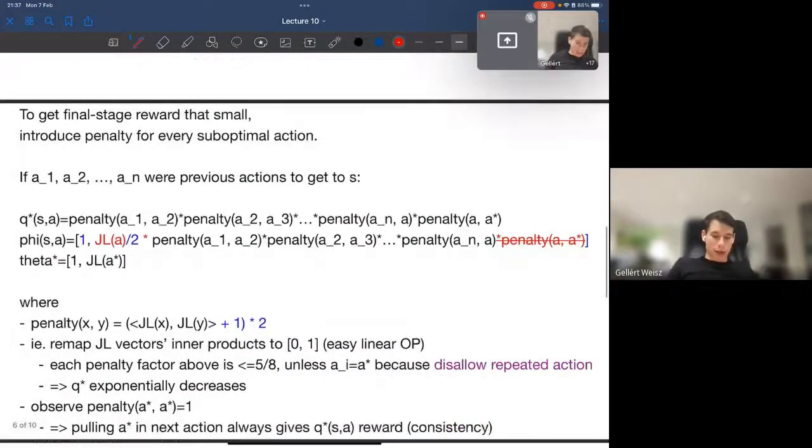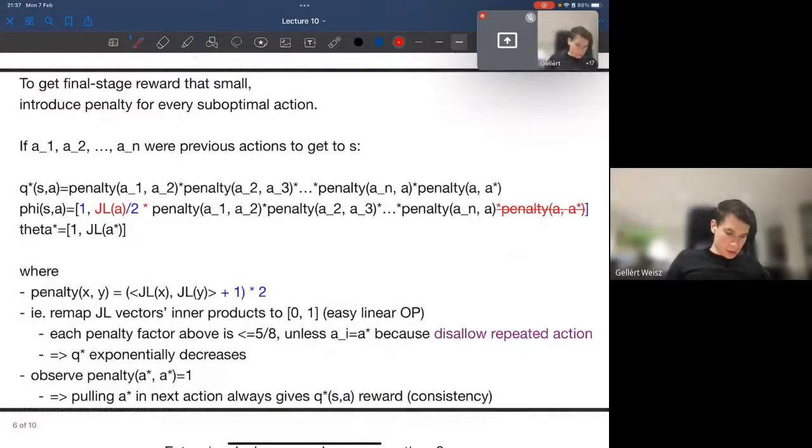So I guess I was at this slide, which is supposed to explain everything about this. So let's see how this goes. To get this final stage, a slow signal-to-noise ratio kind of thing that we talked about, we introduce a penalty factor for each suboptimal action. So anytime you take a suboptimal action, your maximum payout, your Q star, has decreased by some constant factor.